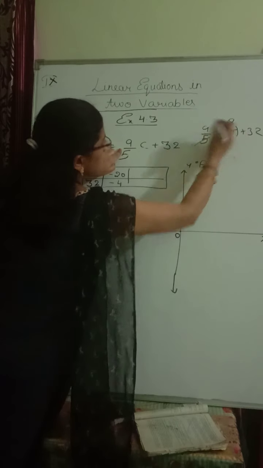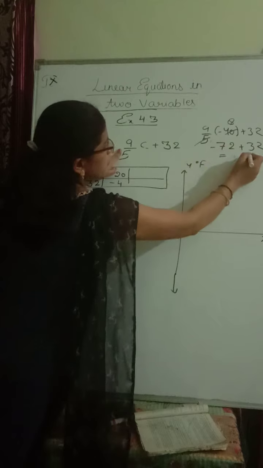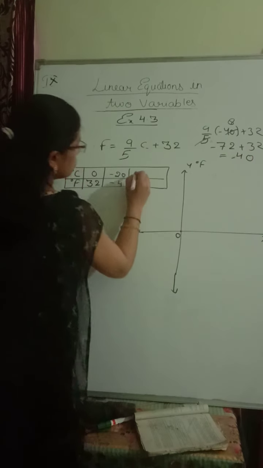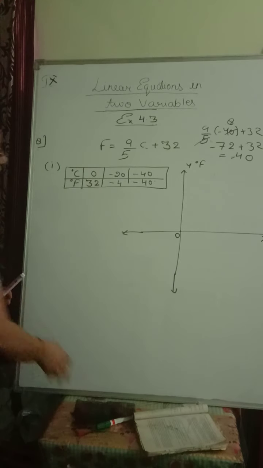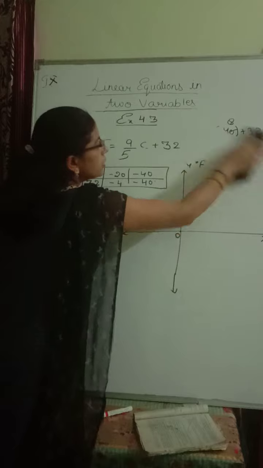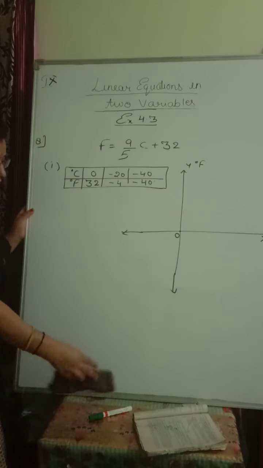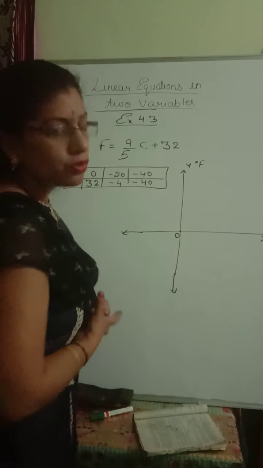5 8s are 40. 8 9s are 72. -72 plus 32 is -40. So -40 and it will also come -40. Okay. Same way you can substitute -10 also. So you wanted 3 or 4 coordinates. I already got 3 coordinates. You can find a fourth also, but these are enough.